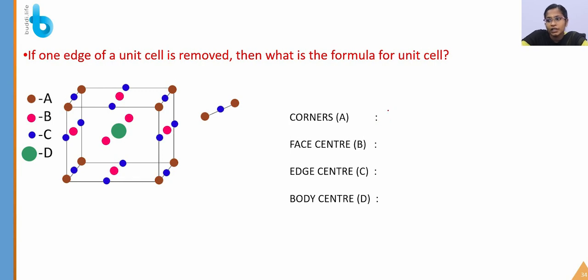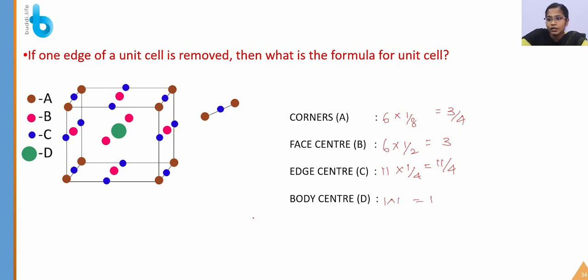So what will be the remaining number of atoms? 6 atoms will be there, and 1 edge center atom is going to be removed. So 11 atoms will be there. So face center atoms, 6 atoms are there, and then body center atom is 1. Okay. So now what is the contribution? 1 by 8. And then answer is 3 by 4. And then face center contribution is 1 by 2. Answer is 3. So edge center contribution is 1 by 4. So 11 by 4. And then body centered atom is 1.